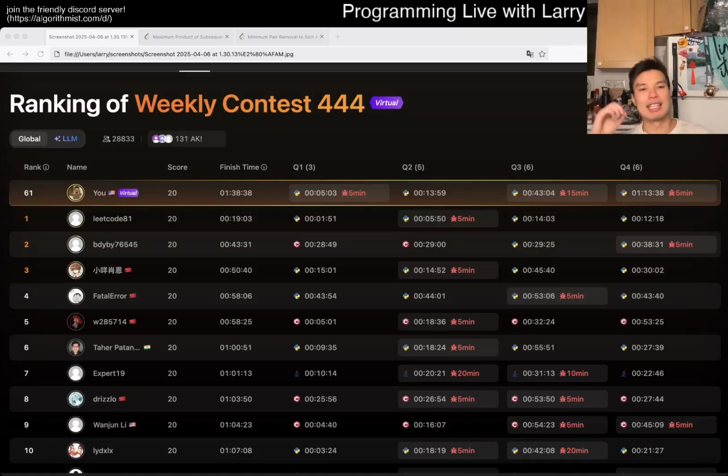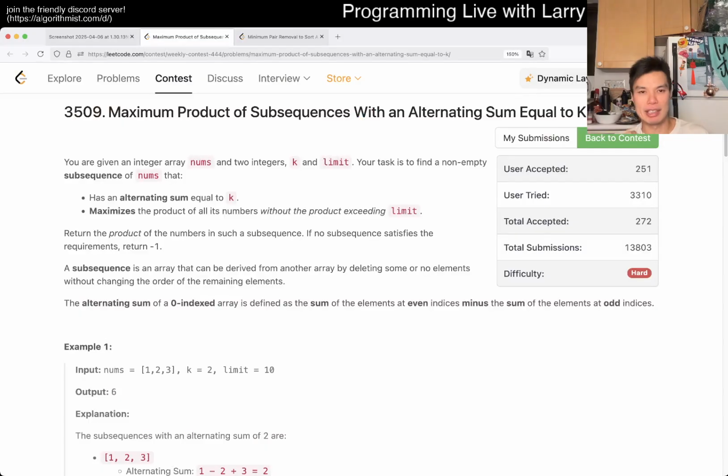Hey everybody, this is Larry, going over Q3 of the weekly contest 444, maximum product of subsequences with an alternating sum equal to K.